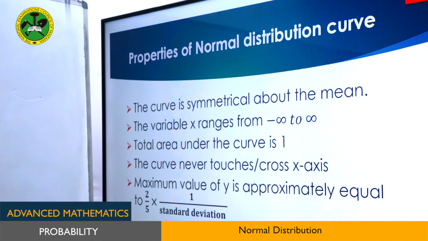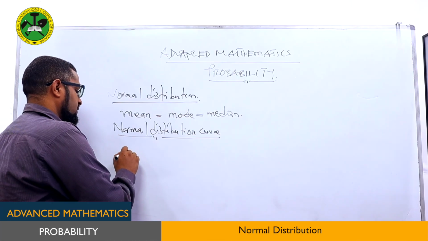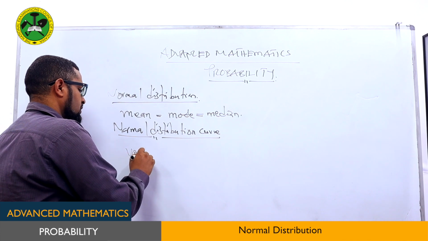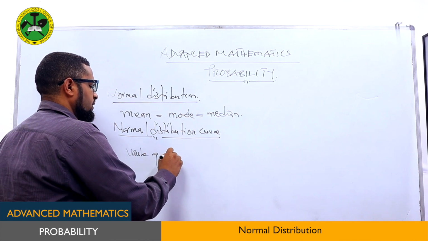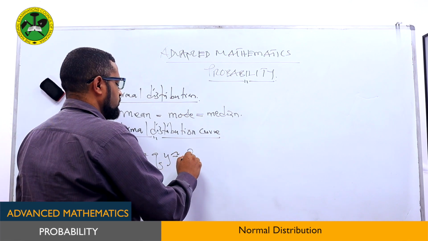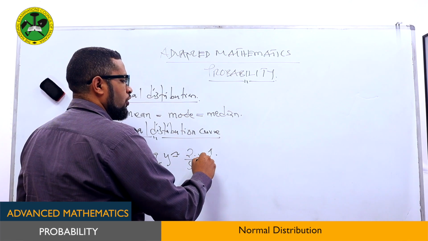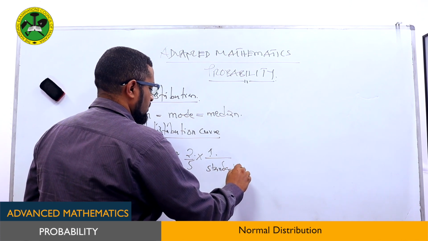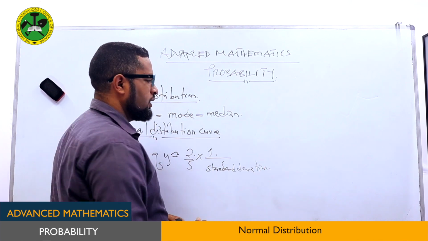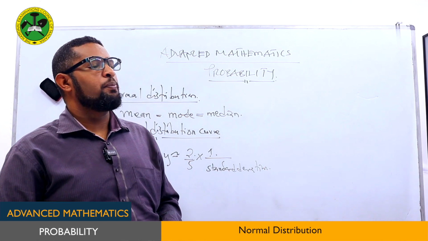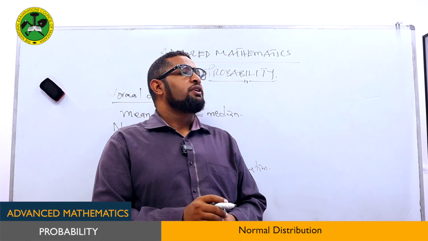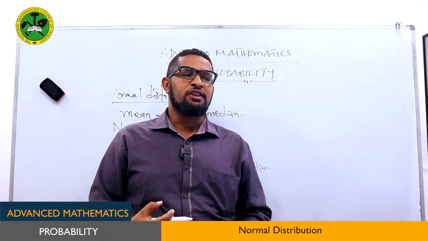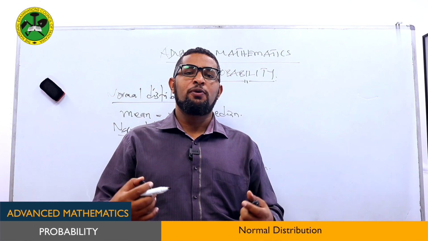And the last one, the maximum value of y is approximately equal to 2 over 5 times 1 over standard deviation. I'm just writing this. So these are the 5 characteristics or properties of a normal distribution curve. Now let's see, if you are given a curve, will you be able to interpret the curve?